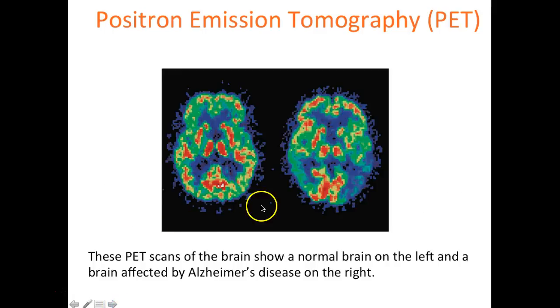So these are PET scans of a normal brain on the left, and a person with Alzheimer's disease on the right, and you can see that the blood flow areas are different in a normal person as opposed to a person with Alzheimer's.